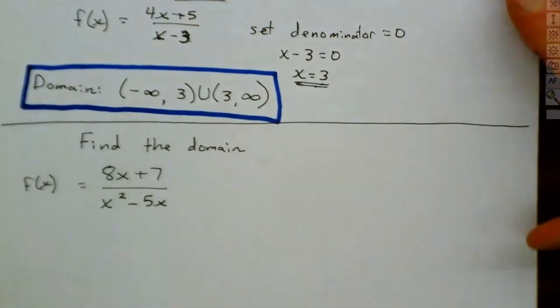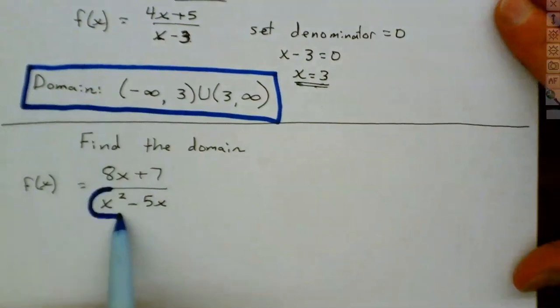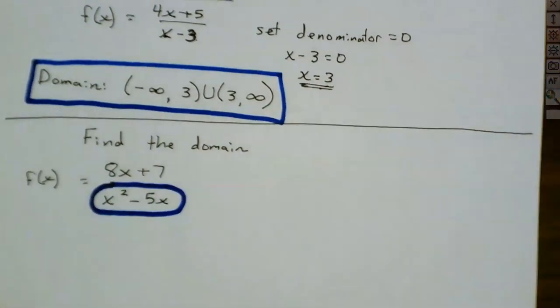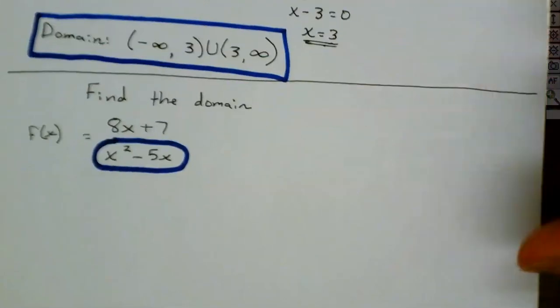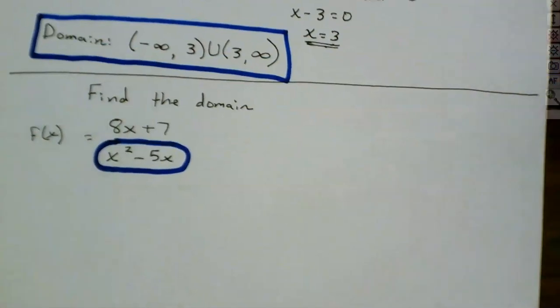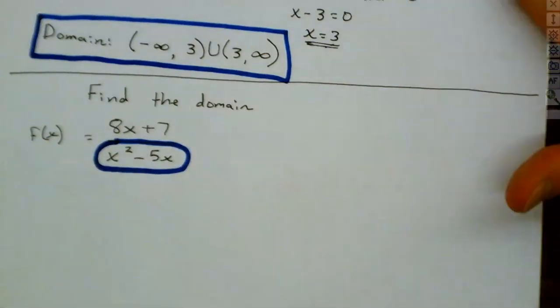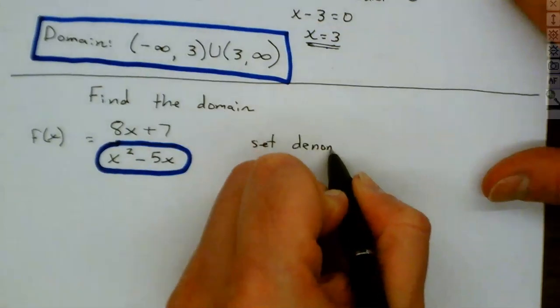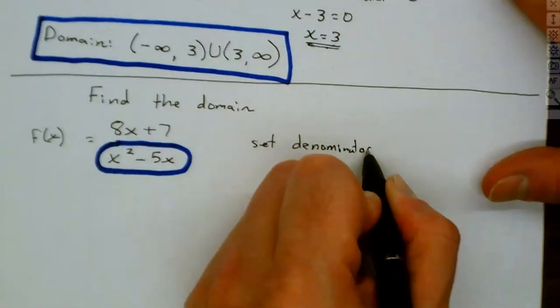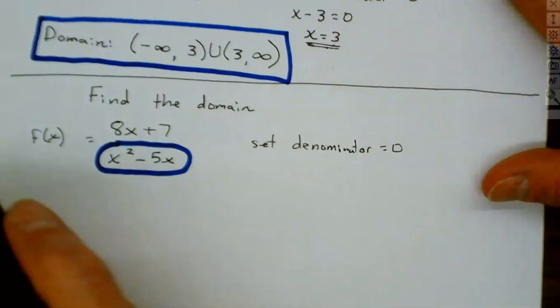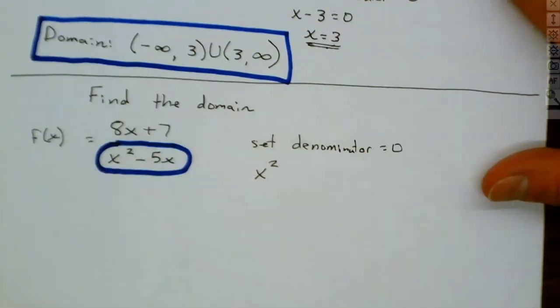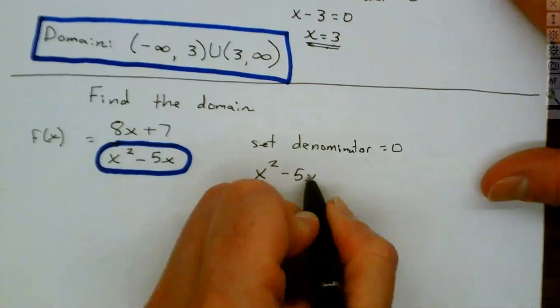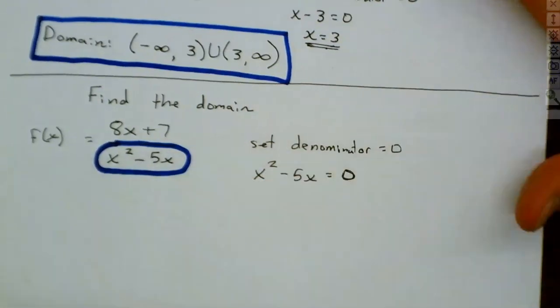What we're going to be looking at is the denominator. We do not care at all about the numerator. When we find the domain, the top half of this fraction is irrelevant. All we are looking at is the denominator. So we set the denominator to 0. And when I set this to 0, I get x squared minus 5x equals 0.